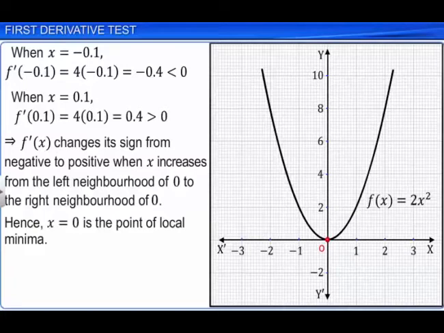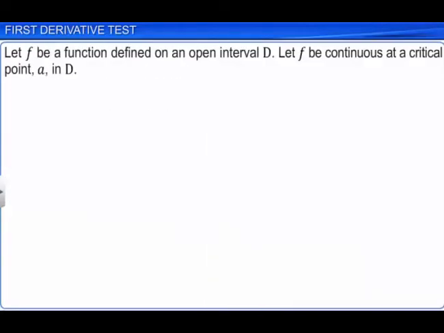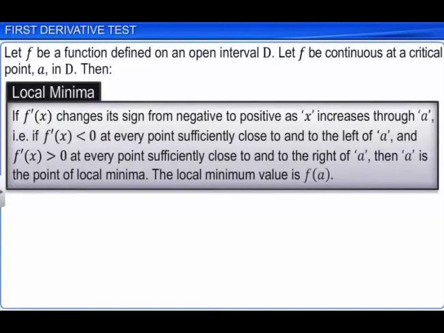Let f be a function defined on an open interval d. Let f be continuous at a critical point a in d. Then, if the derivative of f changes its sign from negative to positive as x increases through point a, then a is the point of local minima. Here, the local minimum value of the function is its value at a.